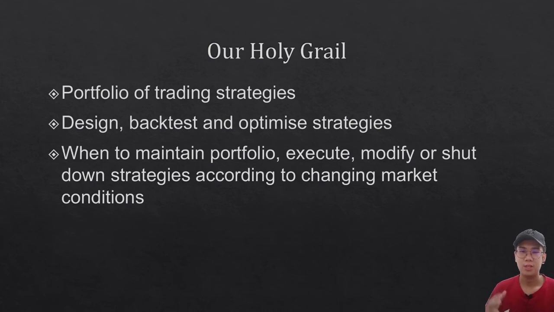And number three, you need to maintain the portfolio and execute, modify or shut down the strategy according to the changing of the market condition. What this means is that not all strategies are capable of trading in all market weather. Like for example, a trending strategy. Like you're using a moving average, you go for a trending strategy and you expect it to work well in a ranging market. Obviously, the answer is no. So when the market turns into ranging, and it's obviously a ranging market, then you should close down the strategy and open up another strategy, which is basically for a ranging market.